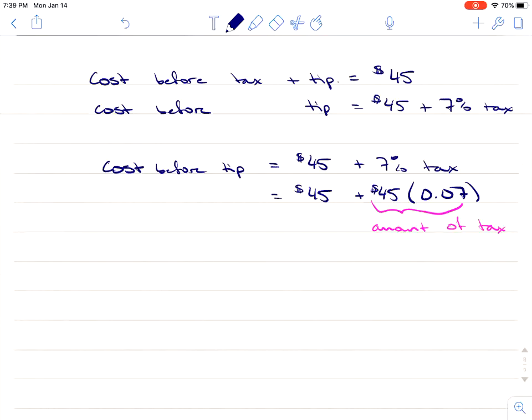But for taxes and things like this, taxes and tips, it's going to be a good idea to just rework this equation a little bit, because notice that we've got this common $45. And so if you want to get right to the total, not the amount of the tax, but the amount after tax, then we can pull out this common $45, factoring, right? So $45 times 1 plus 0.07.